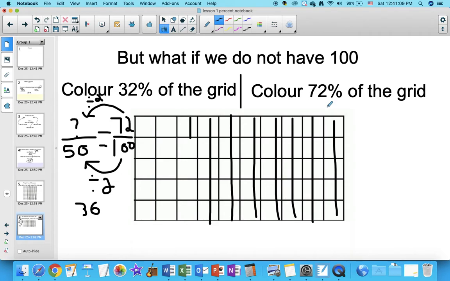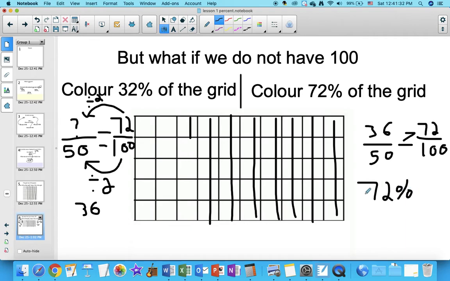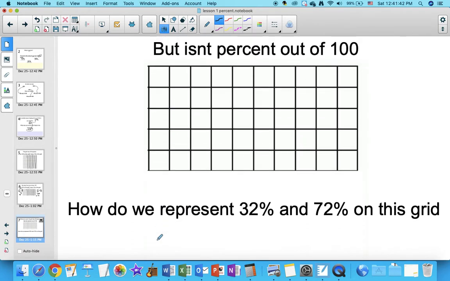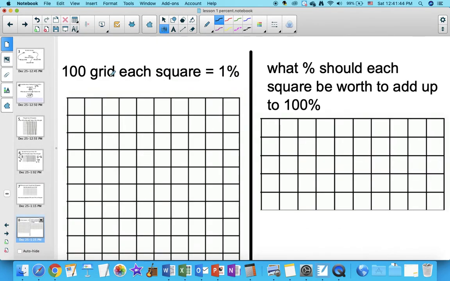into values that aren't out of 100, because 36 out of 50 is the exact same representation as 72% or 72 out of 100. So this also equals 72%. This also equals 0.72. So this is just a walkthrough of how to do it, right?